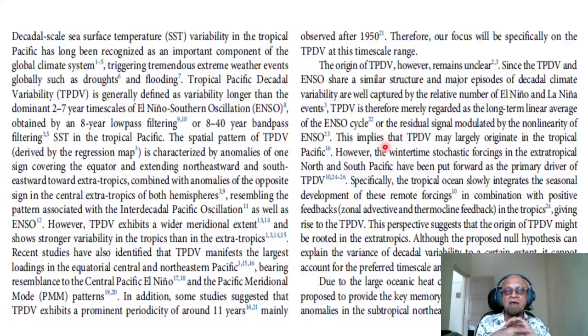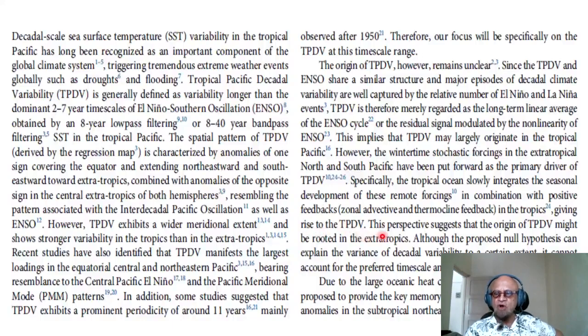This was originally proposed by Keith Rogers, Mojib Latif, and one more person that I forget. This implies that TPDV may largely originate in the tropical Pacific. However, the wintertime stochastic forcings in the extratropical North and South Pacific have been put forward as the primary driver of TPDV. Specifically, the tropical ocean slowly integrates the seasonal development of these remote forcings in combination with positive feedbacks such as zonal advective and thermocline feedbacks, which I won't go into detail, but they happen in the tropics and it's discussed elsewhere, you can look up. So these are argued to give rise to the TPDV.